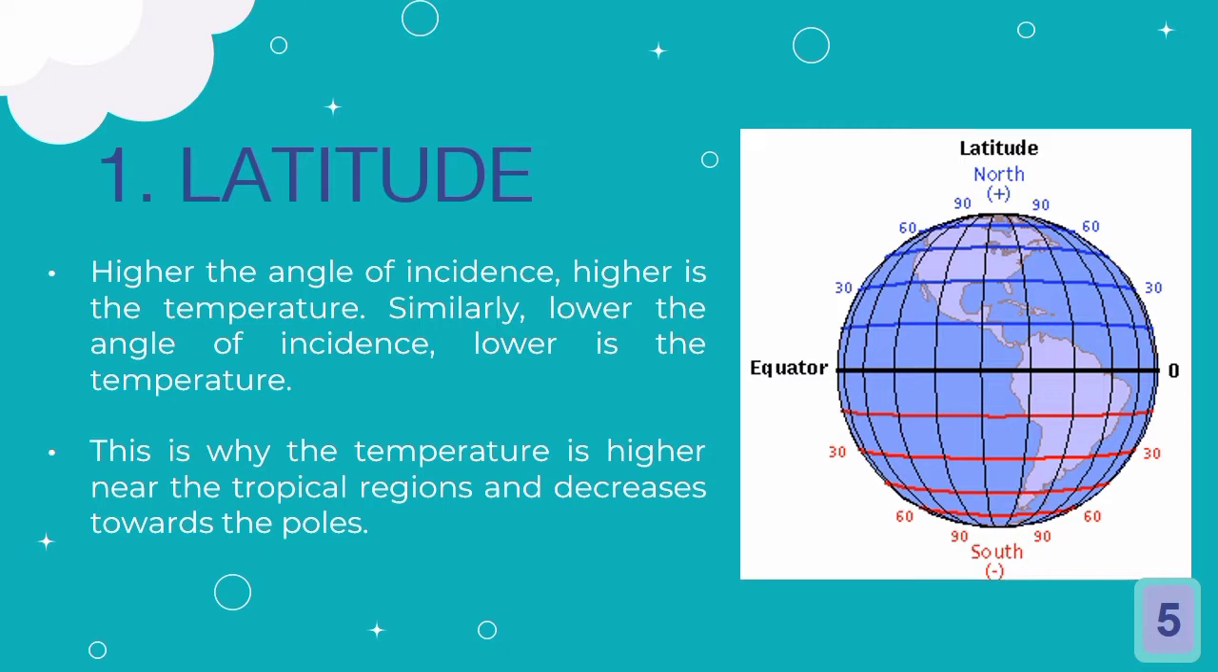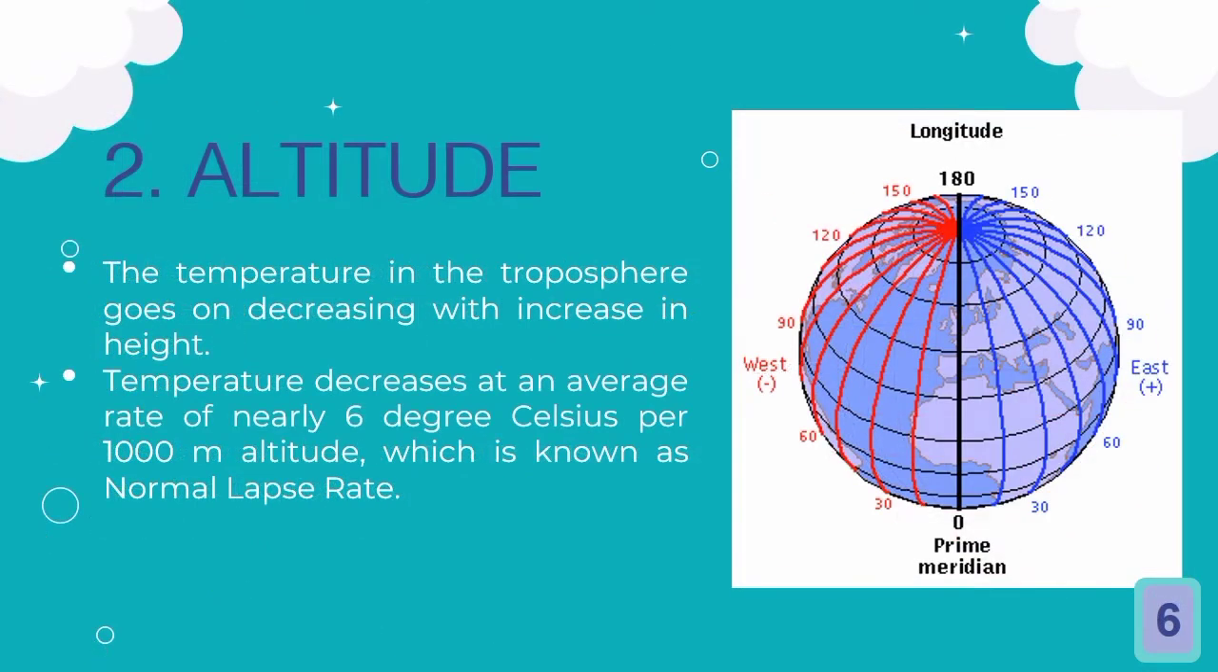So, it means when it comes to temperature, the higher the angle of incidence, the higher the temperature, and if the angle of incidence is lower, the temperature is also lower. And the next is altitude.